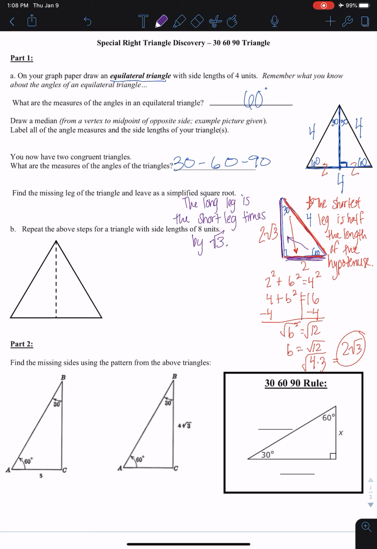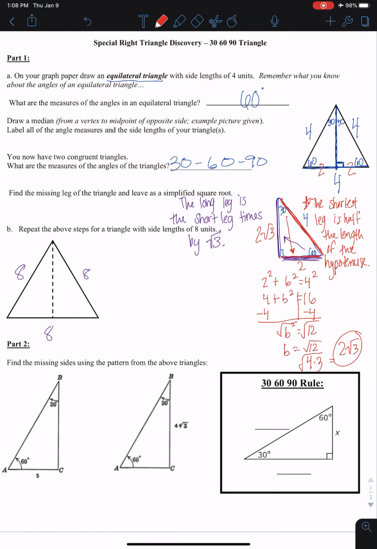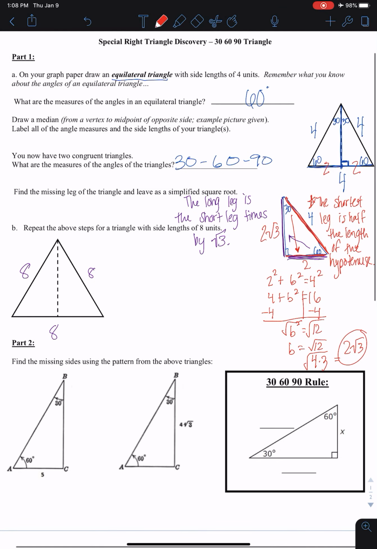So what we're going to do is we're going to try it again, but we're going to use a triangle with side lengths of 8. So I'm going to use it here on this picture. All the sides here are 8. And I know that I have split this triangle in half. I have a right triangle here. This is 60 and 30. So I know that this piece right here is actually 4.